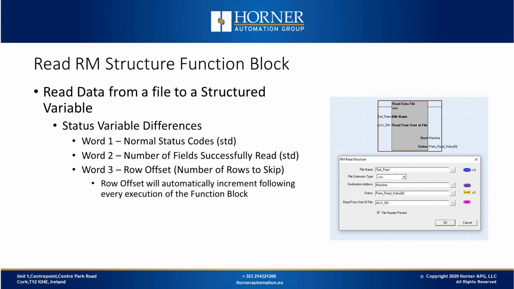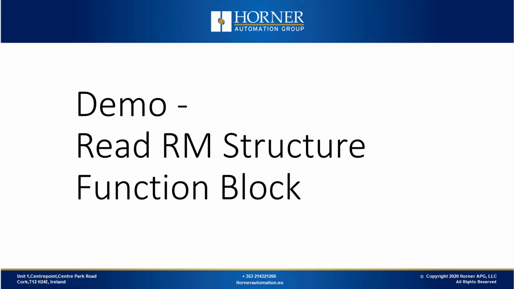There are some status variable differences too. The removable media function blocks have 2 words of status, but the read structure function block has a third, which is row offset. This is a register or variable that allows you to specify which row you want to do your read from. So if you want to start at row 2, you don't have to write logic to increment that offset, you just have to set this variable to 2. Now let's demonstrate this function block in Cscape.